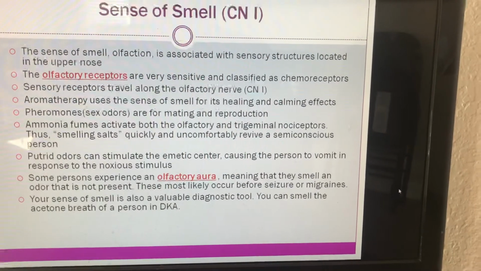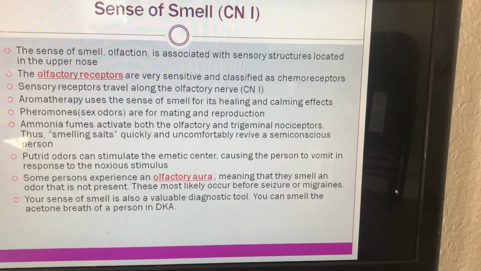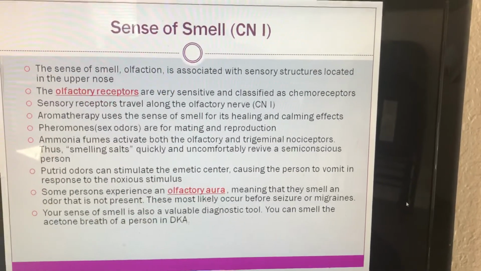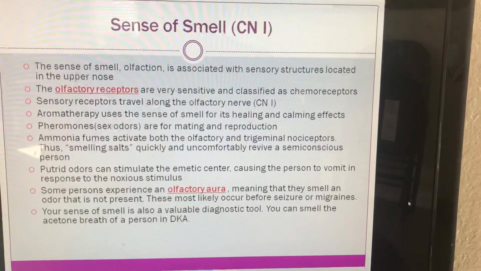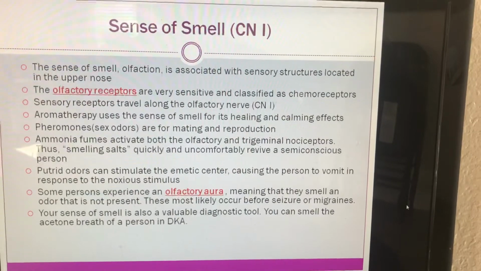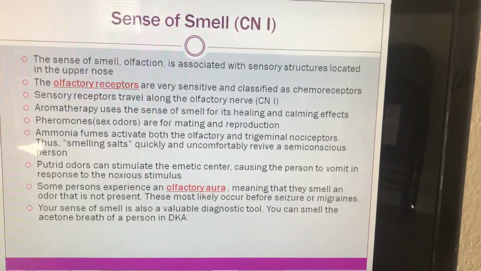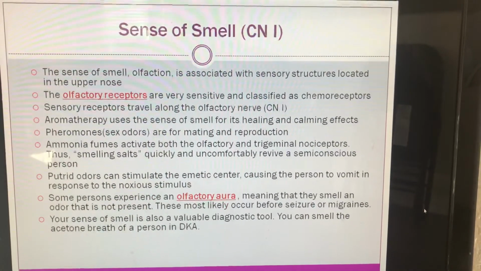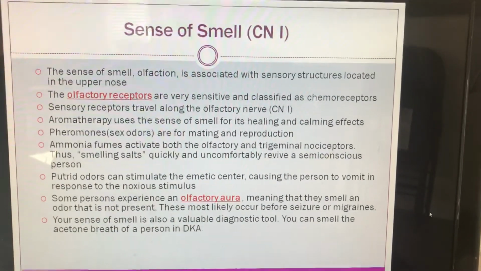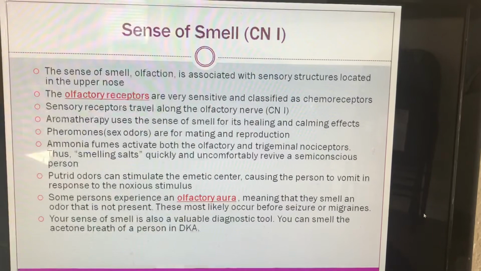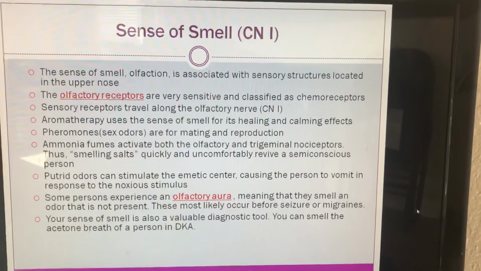And some persons experience an olfactory aura, meaning that they smell an odor that is not present. So such as flowers, or maybe they smell something sweet or something salty. So these most likely occur before seizure or migraine. So you want to pay attention if your patient is telling you that they smell something or they feel like they're about to have a seizure or a migraine. And your sense of smell is also a valuable diagnostic tool. So you can smell the acetone breath of a person in diabetic ketoacidosis.